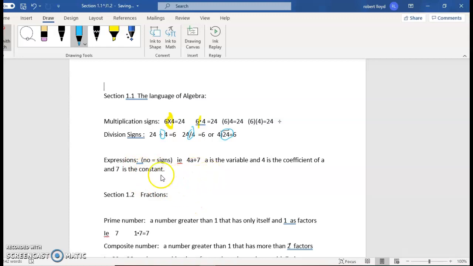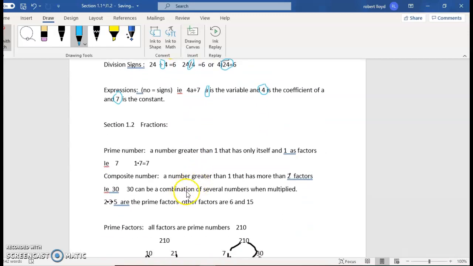Expressions. Expressions have no equal sign. Equations have equal signs, but expressions do not. For example, 4a plus 7, a is the variable. It is the unknown. 4 is the coefficient of the variable. It tells you how many of the variable you have. And 7 is the constant. 7 will always stay 7.